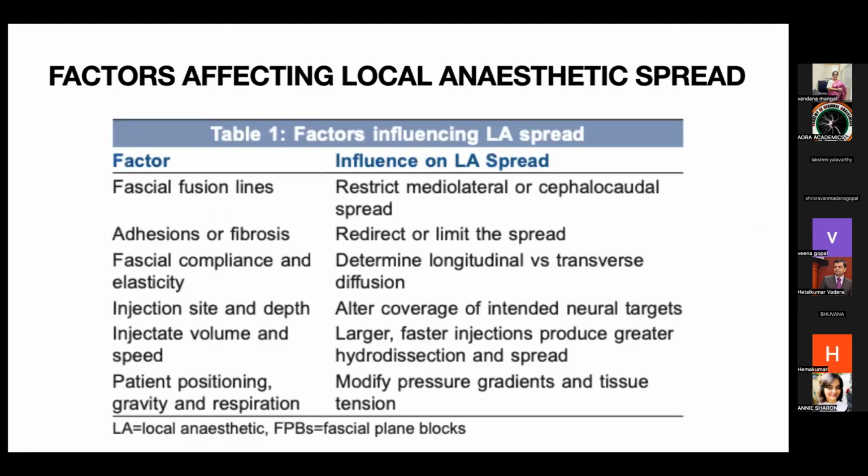So what are the factors affecting local anesthetic spread in a fascial plane block? You have the fascial fusion lines, which restrict the medial-lateral and the cephalocaudal spread. An example of this is your linea alba and your linea semilunaris, which prevent spread of the drug in a longitudinal and in the transverse direction.